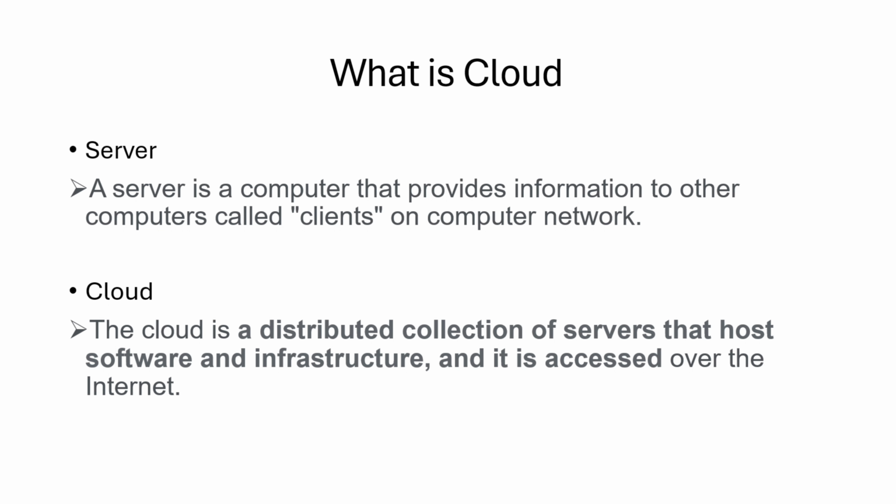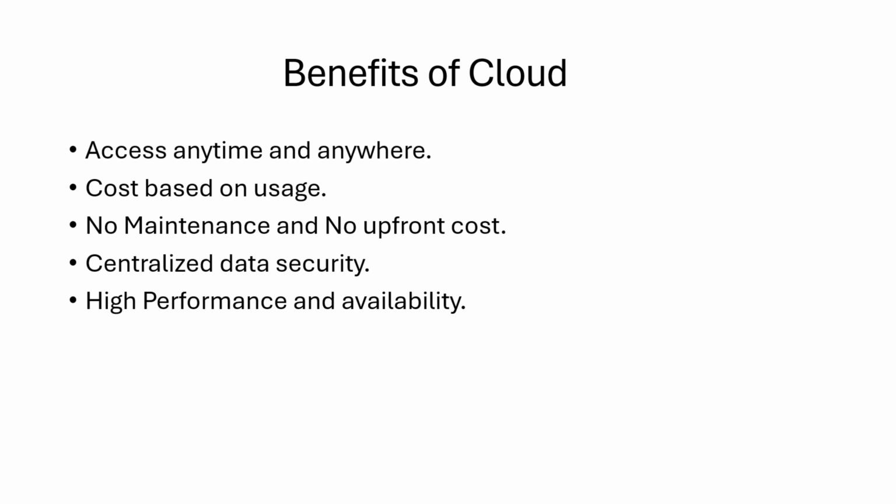We have to just pay and use the system. We have different providers in the market: AWS, Azure, GCP. AWS is provided by Amazon, Azure is provided by Microsoft, and GCP is provided by Google. So this is server, client, and cloud.